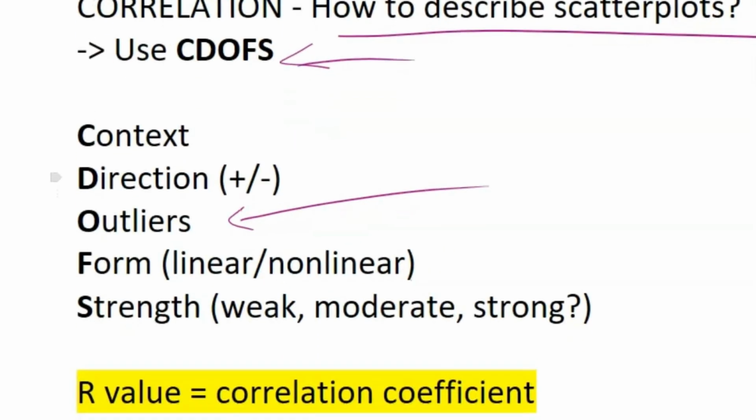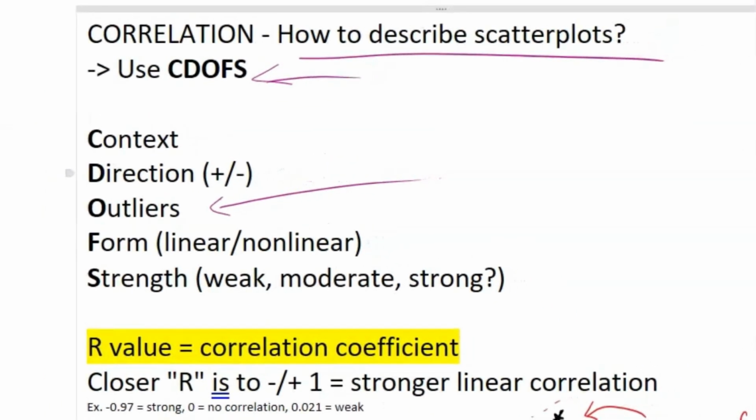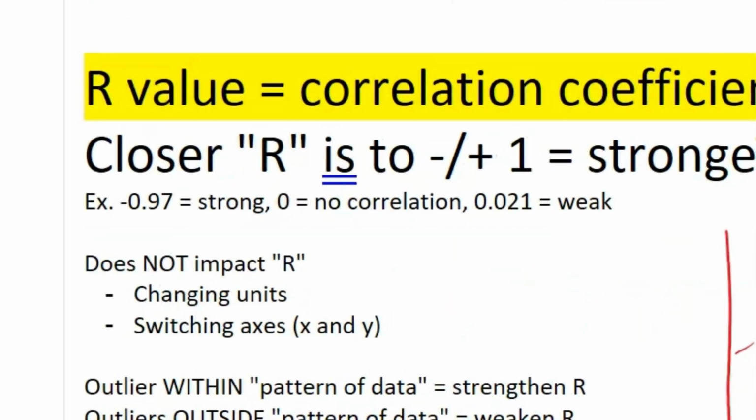Now tying directly into correlation and describing scatterplots is your R value. Super important. Your R value is your correlation coefficient, and it can range from -1 to 1. The closer it is to -1 or 1, the stronger linear correlation it has. So -1 is a perfect negative linear correlation, and a positive 1 would be a perfect positive linear correlation. Here are some more examples. -0.97 would be considered a strong linear correlation. 0 would be no correlation, and something like 0.021 would be a weak linear correlation.